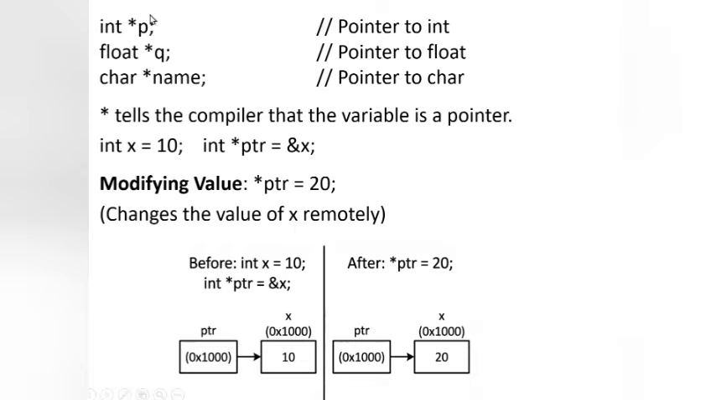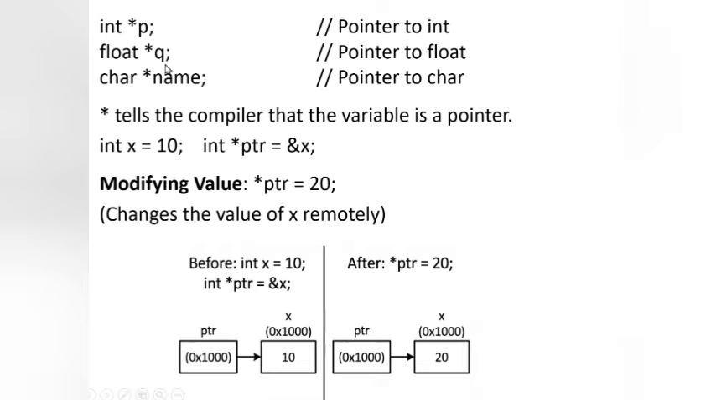A programmer has to remember a pointer can take any data type. int star p, it is an integer pointer. float star q, it is a float pointer. char star name, it is a character pointer. Whenever we have a pointer of integer type, we must refer only to an integer variable. When we are using a float pointer, we have to refer only to a float variable's memory location.